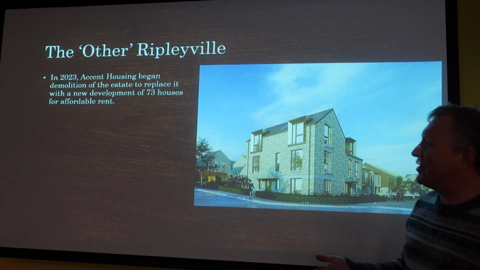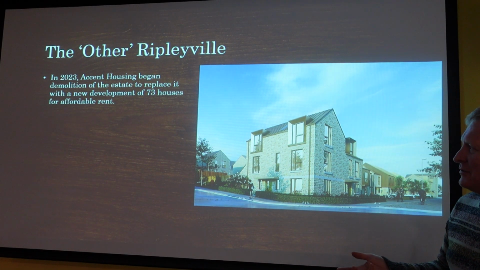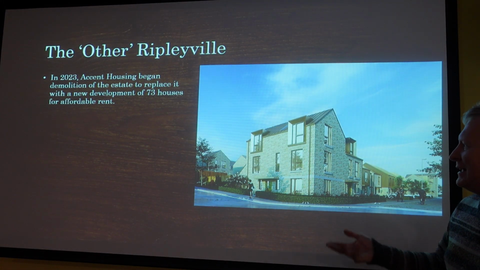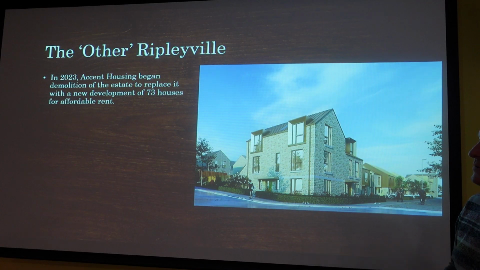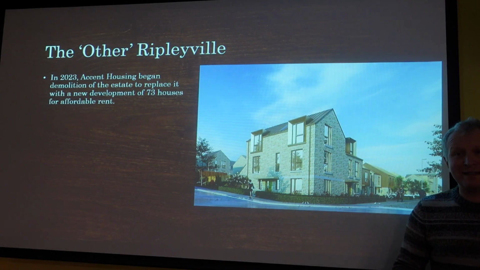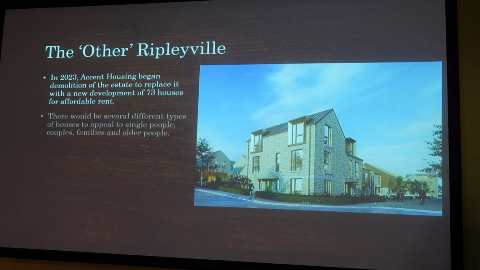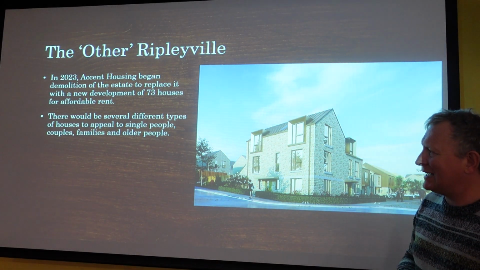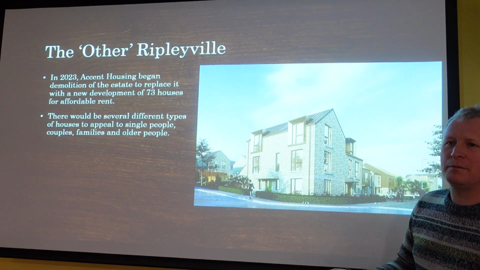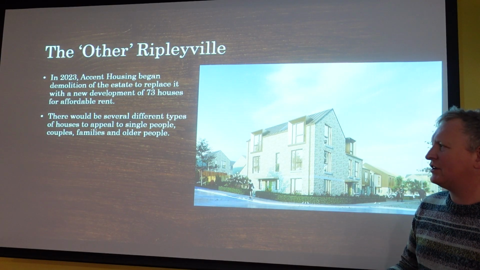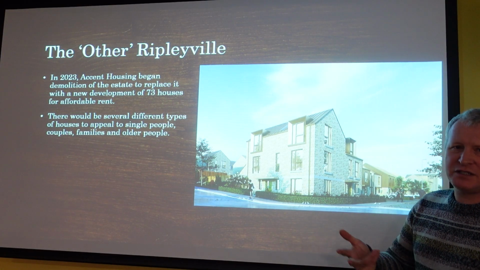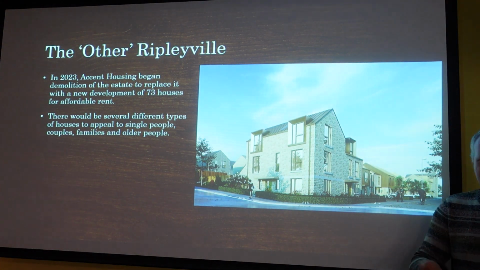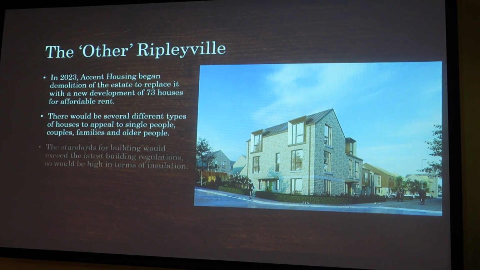So, in 2023, Accent Housing began demolishing this estate, and the plan is to replace it with 73 houses. They'll all be rented out, allegedly affordably rented out. But they will be different types of housing to appeal to different people, so some for singles and couples, some for families, some for older people, to try and actually create more of a mixed community.